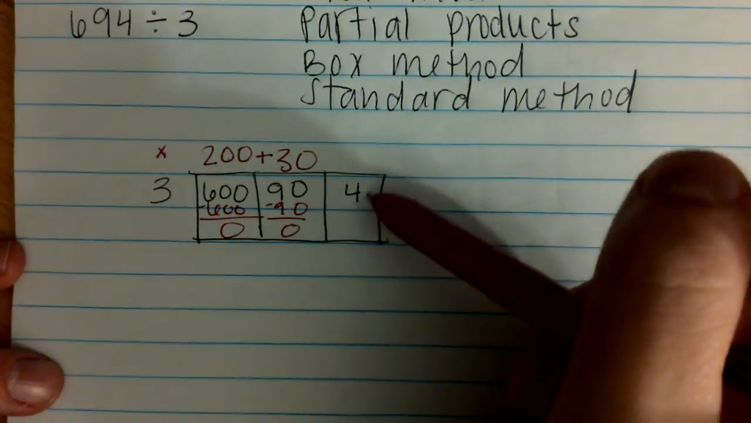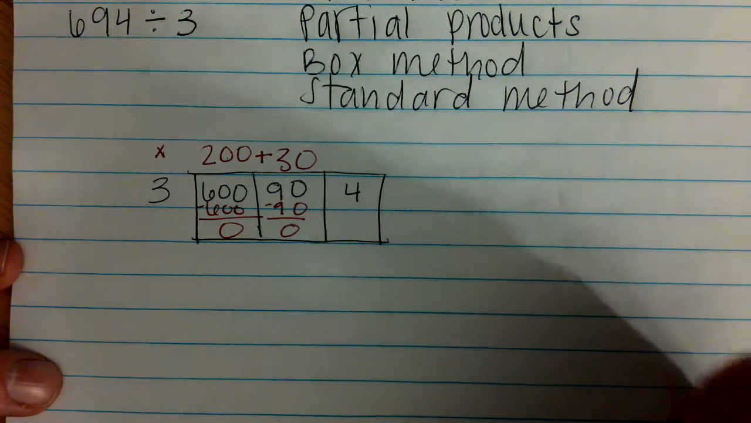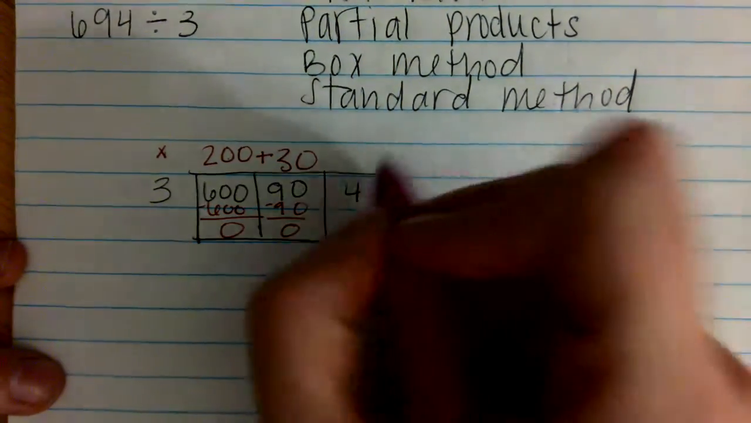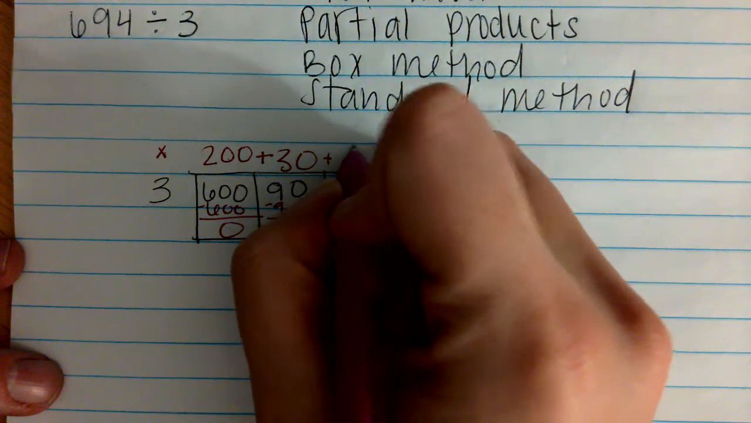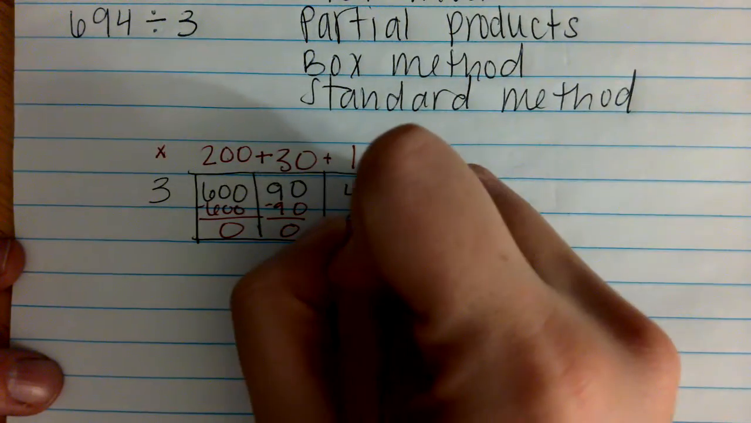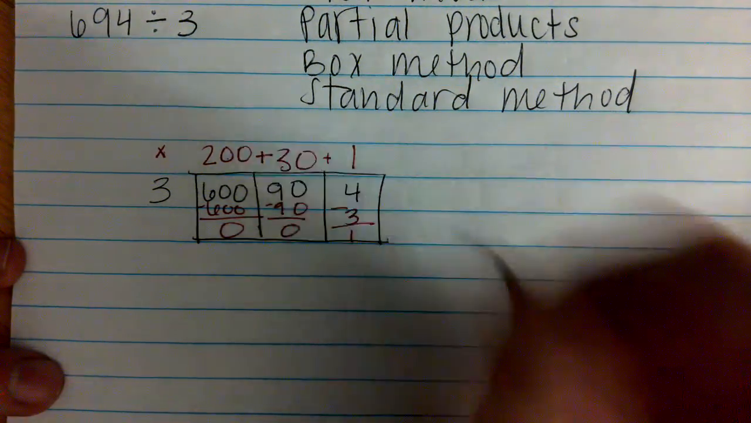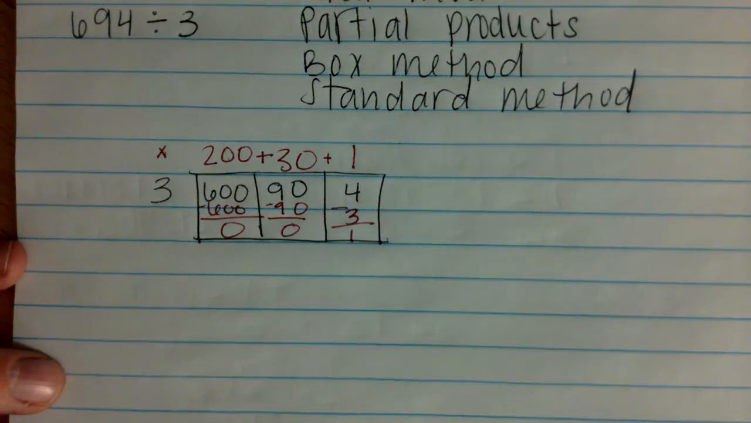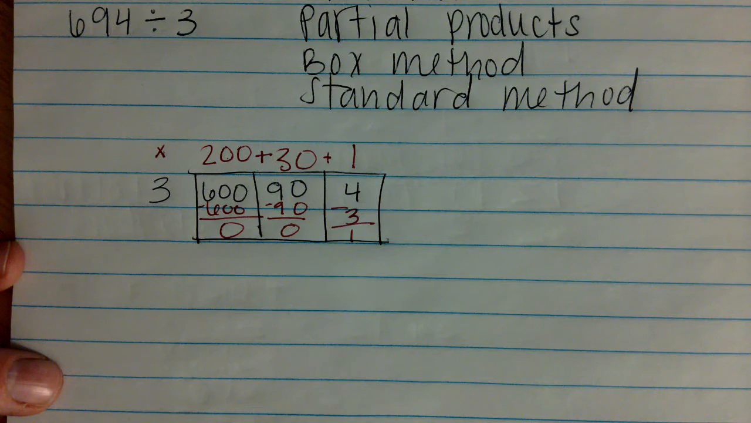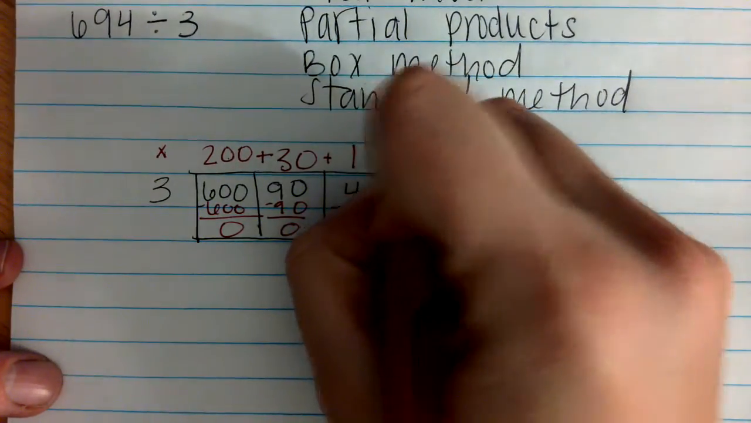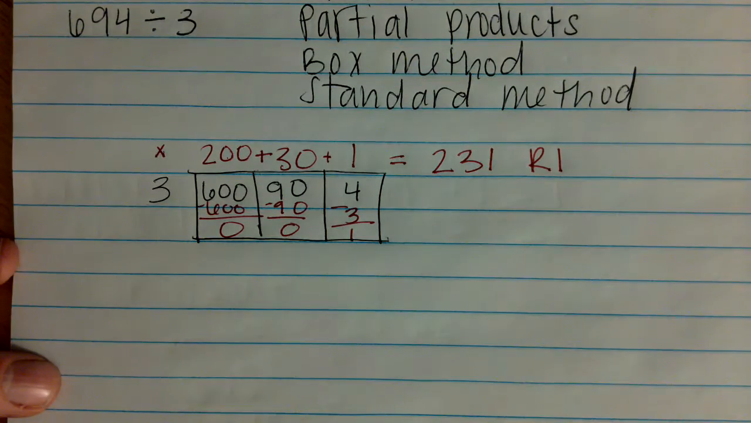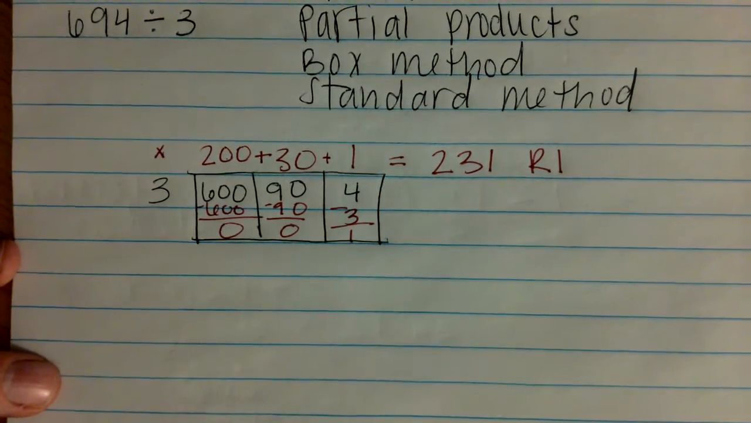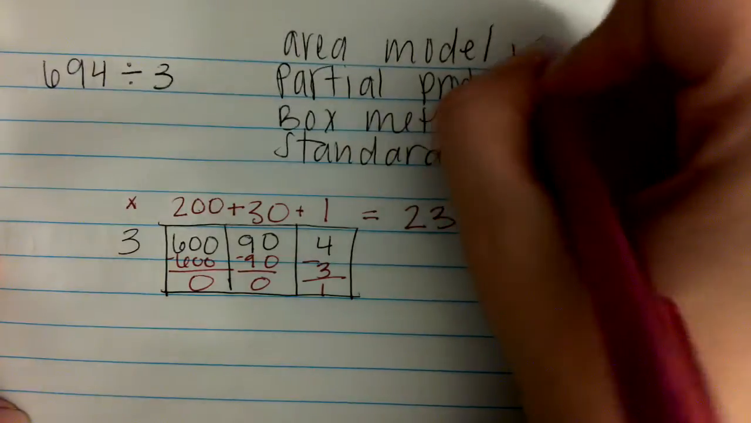Okay, then I have 4. 3 goes into 4 how many times? One time. 1 times 3 is 3, and that leaves me with 1 remainder. So for my answer, I add all those up, and I get 231, remainder 1. And that's the area model.